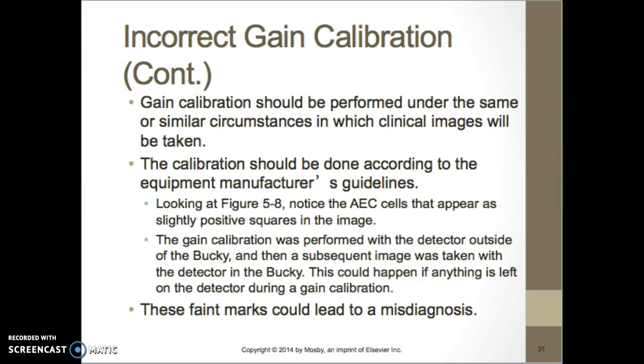So you can see the AEC cells right there that appear, they're slightly positive squares on the image. So the gain calibration was performed with the detector outside of the bucky, and then a subsequent image was taken with the detector in the bucky. This could happen if anything is left on the detector during the gain calibration. So these faint marks could lead to a misdiagnosis.